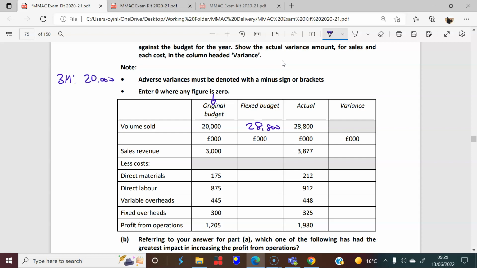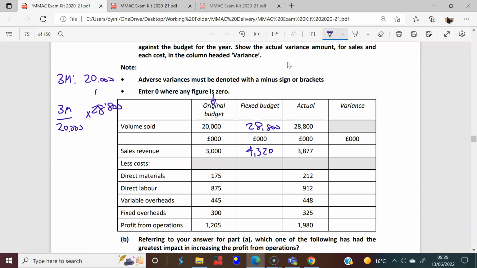So I suppose you could argue that on one unit, you're expecting 3 million over 20,000. Therefore, for 28,800 units, it'll be 3 million divided by 20,000 times 28,800. And that is 4,320. That's what I get there.